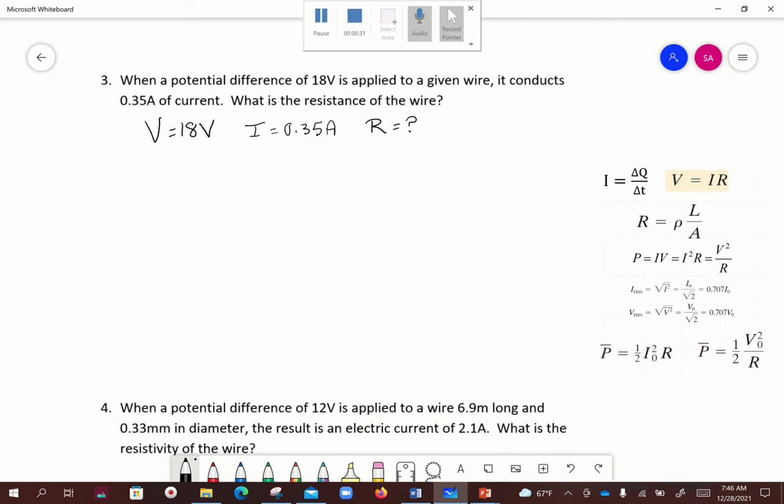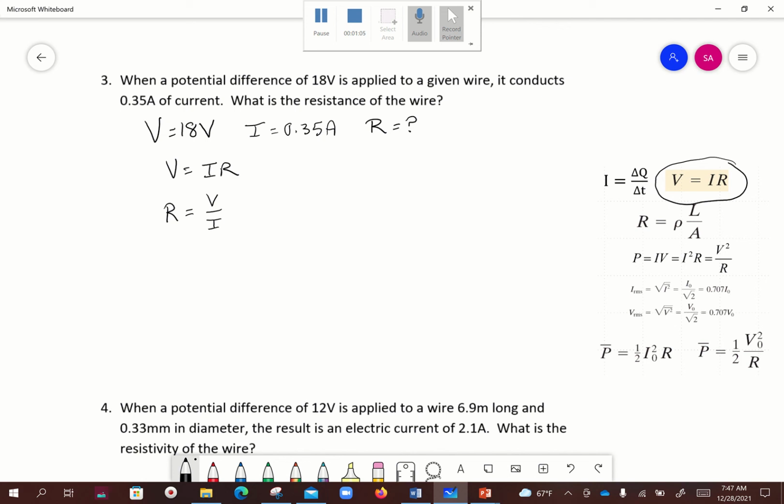Okay, so you can see the pattern of what I'm doing. Whenever I read a word problem, every time there's a number, I take that number and put it beside the symbol for that number, and then it's easier for me to select the equation that I want. So if I look at the side, I've got V and I've got I, and I want to find R. So if I look at the equations that I have, the easiest one to use here is the one that's in yellow there. V equals I times R, just Ohm's law. V equals IR. So I want to solve for R, given V and I.